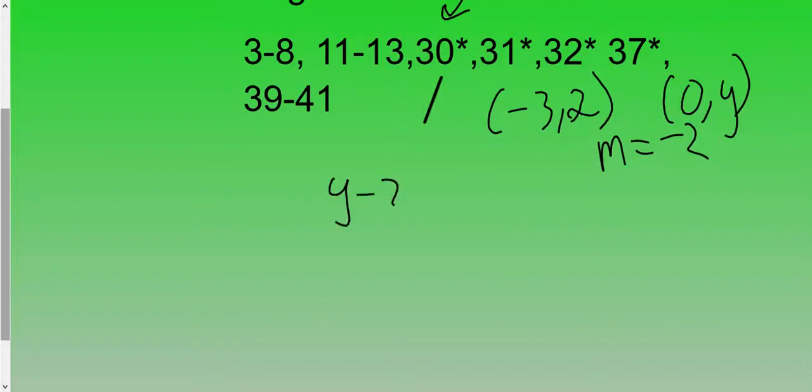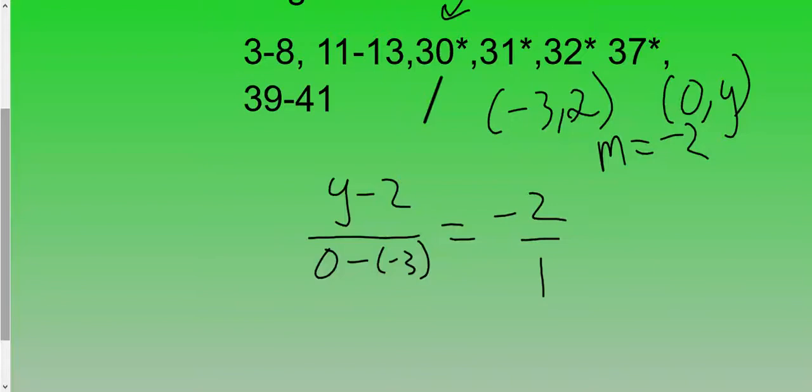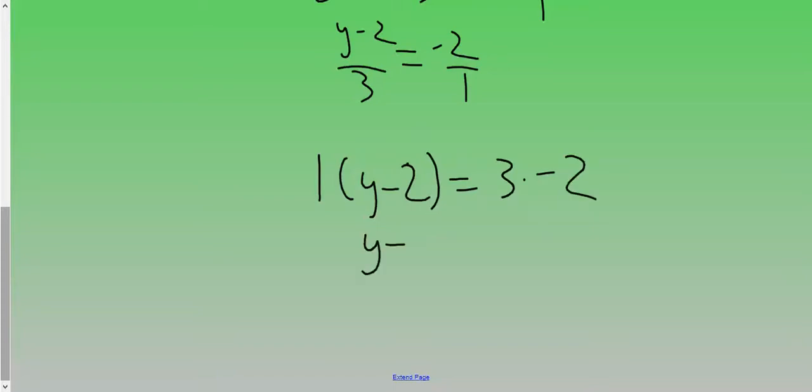So what you do is you apply the slope formula, y minus 2 over 0 minus negative 3, and you set that equal to the slope, negative 2 over 1. I can simplify the denominator to 3. Now I have a proportion, and you can just use cross multiplication. So 1 times y minus 2 equals 3 times negative 2. 1 times y minus 2 is just y minus 2, and that equals negative 6. Add 2, and your y value is negative 4.